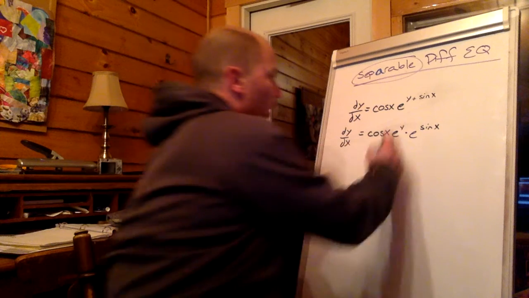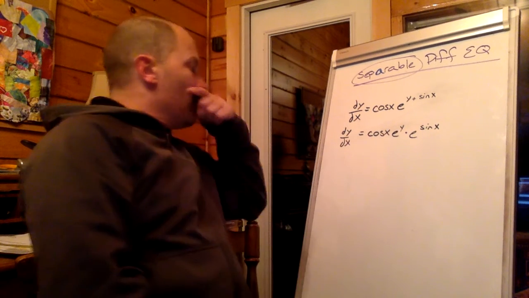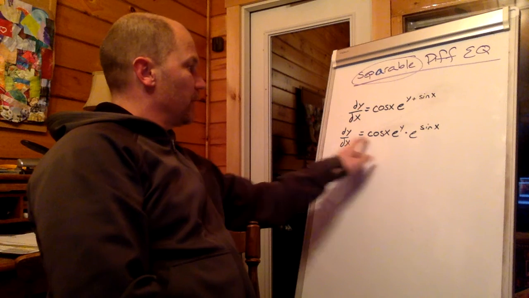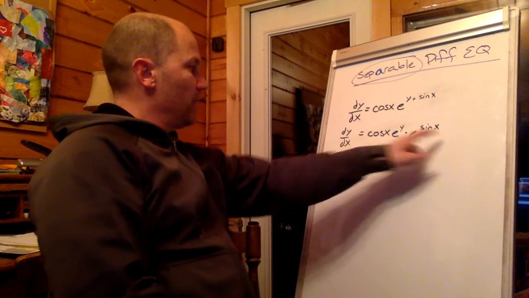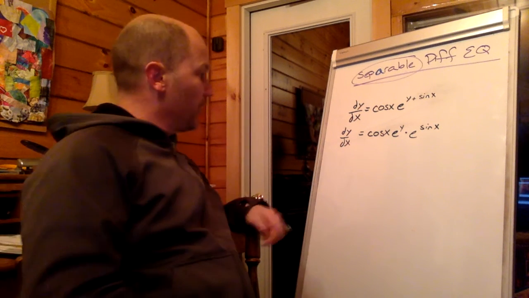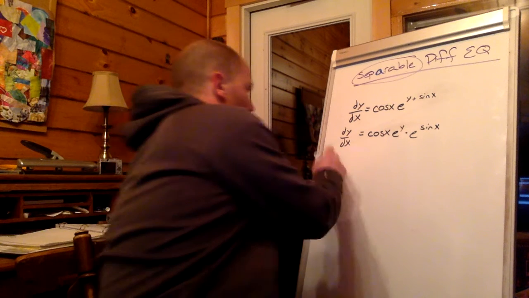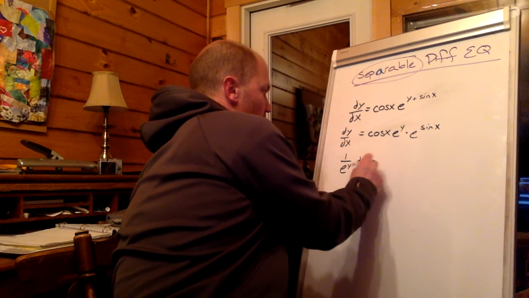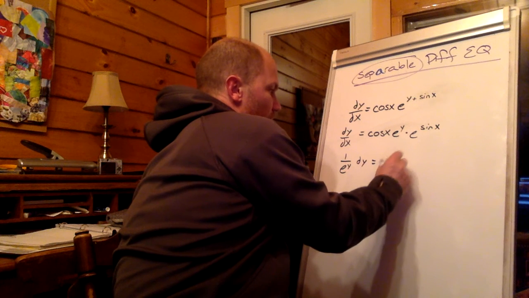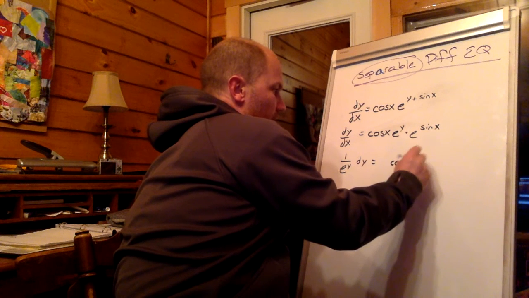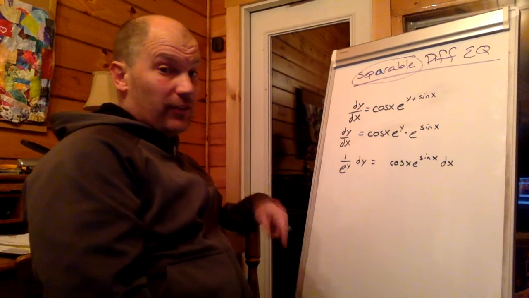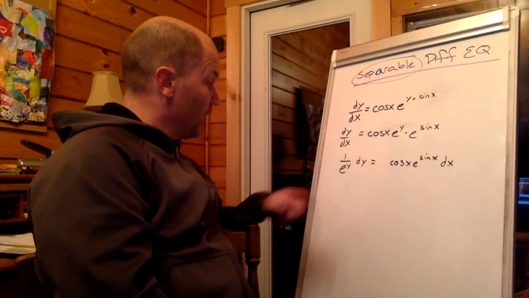So this is a y. That's a y, e to the y. So now we need to move this e to the y over here. The x's can all stay there. We're going to move the x over, so we're going to multiply both sides by dx. So this becomes 1 over e to the y dy equals cosine x e to the sine x dx. I haven't done any calculus yet. All I've been doing is moving pieces around.